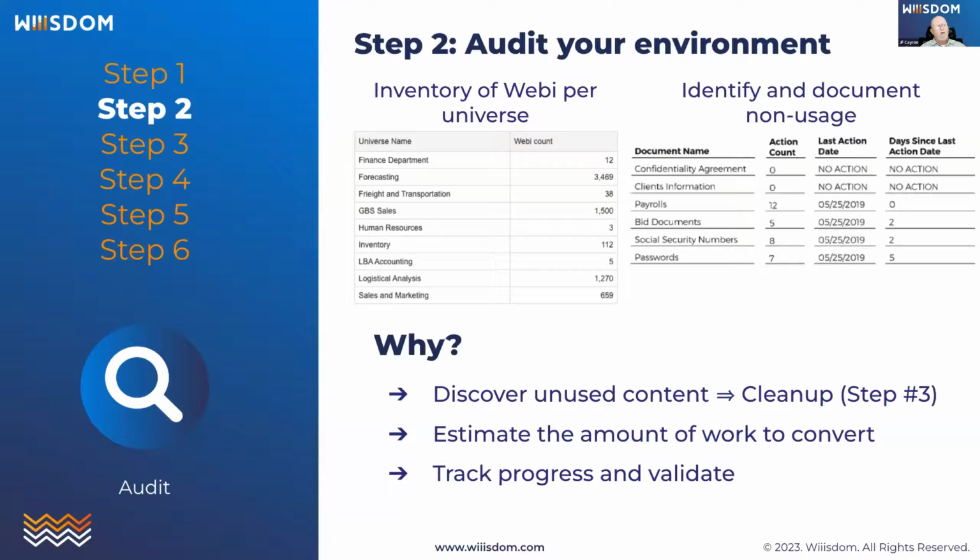Let me go back to the solution itself. With 360 Suite, we're able to extract pretty much all information about your environment. That is, on the one hand, the metadata, what you would see in the CMC. So where are the documents, what universes are there, but also we're able to cross-reference all that. So we can say what universe is used by what document, and conversely. But also, we can go deeper.